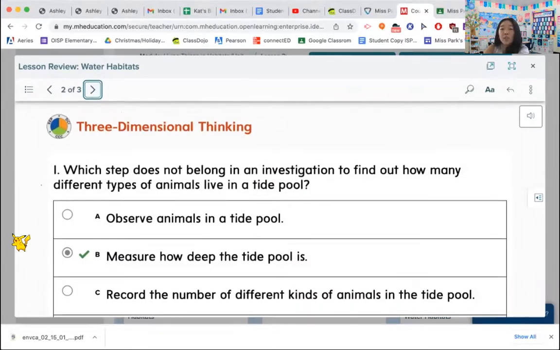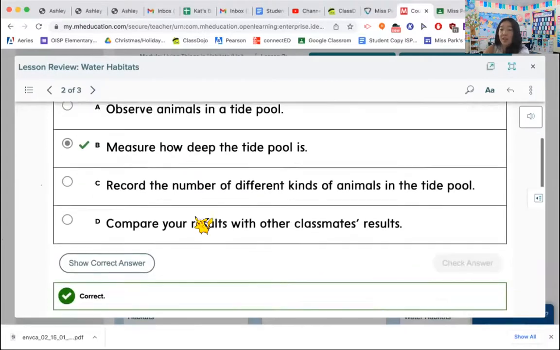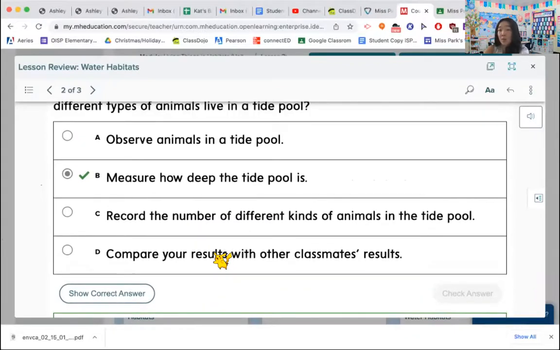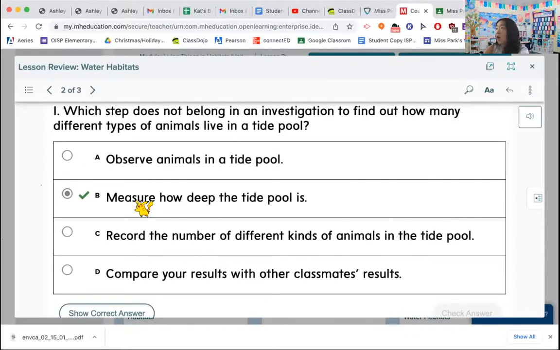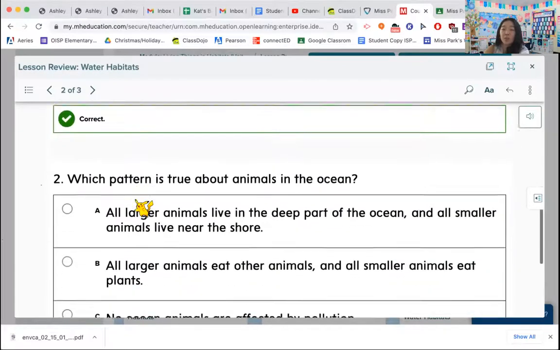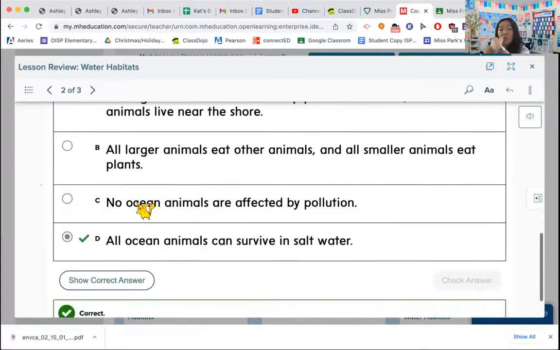Which step does not belong in an investigation to find out how many different types of animals live in a tide pool? Well, you would need to observe the animals in the tide pool. You need to record how many different ones you see, and then you need to compare your results with your classmates because they might have seen an animal in the tide pool that you didn't. You do not need to measure how deep the tide pool is to find out how many different types of animals are there. And then number 2, which pattern is true about animals in the ocean?